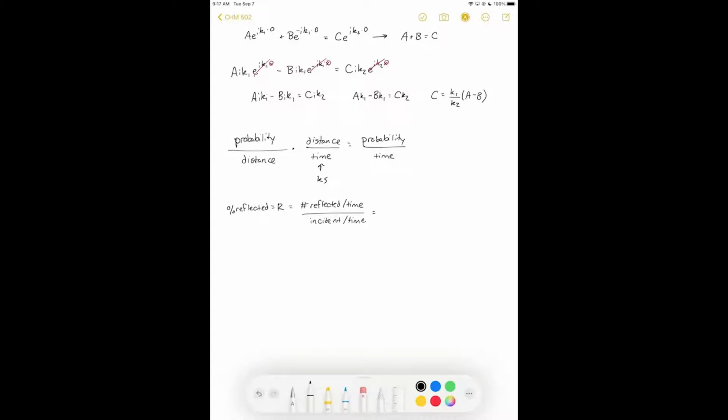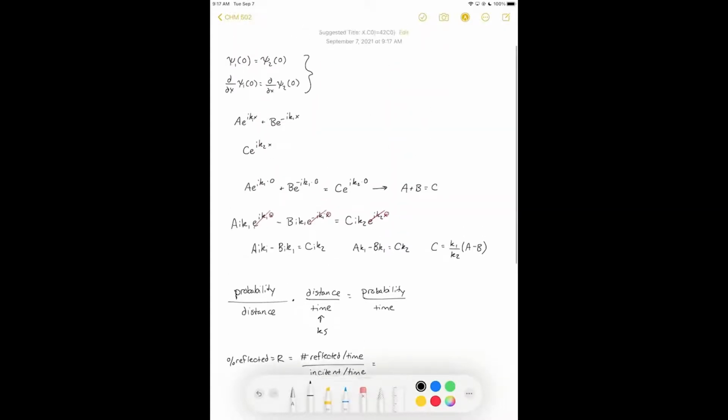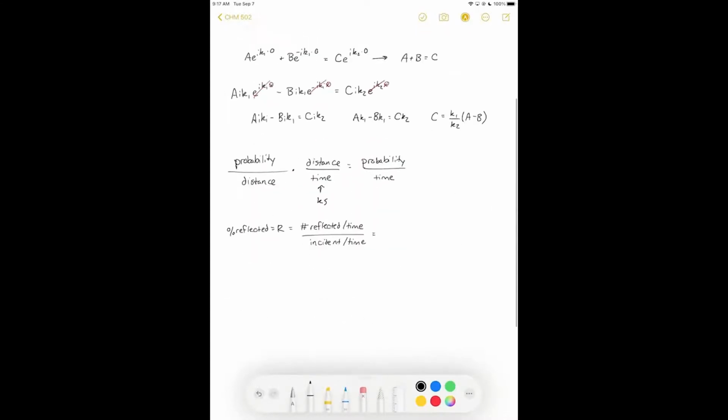To get this, we want to multiply the square of these constants times the speed at which they're moving. The number of particles reflected is determined by this b constant, and it's the square of the magnitude of our b constant. So we'll say b star b is the total number of particles reflected. To get that into a per time basis, we need to multiply by the wave vector k1, which is the speed at which they're moving. And then the incident per time is, of course, a star a times k1.